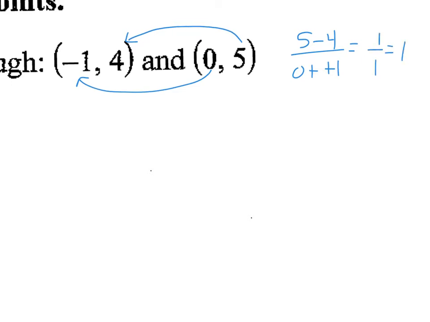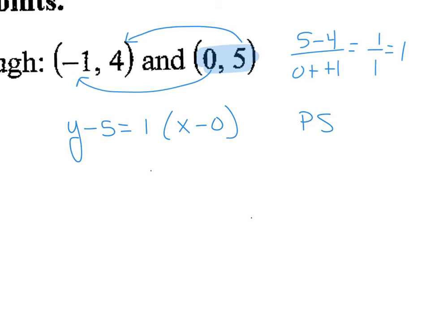Now, in this case, you get to pick either coordinate point. It does not matter which one you pick. I'm going to pick 0, 5 just because it's easier to work with. But again, you could go ahead and pick that negative 1, 4 if you wanted. All right, so let's start in point slope. y minus my y value of 5 equals 1, x minus my x value of 0. And there's my point slope.